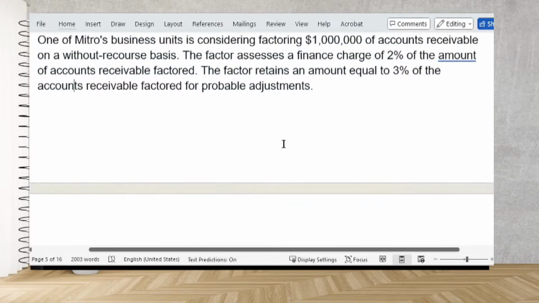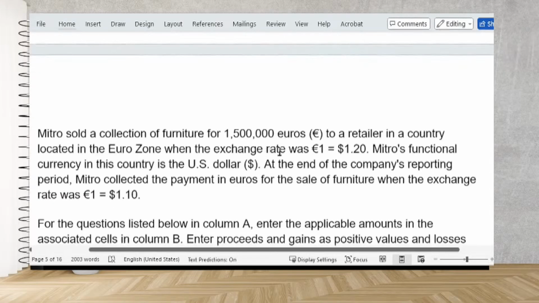Okay, so 1.5 million euro at a retailer in a country located in the eurozone with the exchange rate of 1.1 euro equals $1.2. Okay, so Mitro's functional currency in this country is the US dollar. At the end of the reporting period, Mitro collected the payment in euros for the sale of furniture when the exchange rate was 1.10. Okay, so 1 euro equals 1.12 and now it is 1.10.